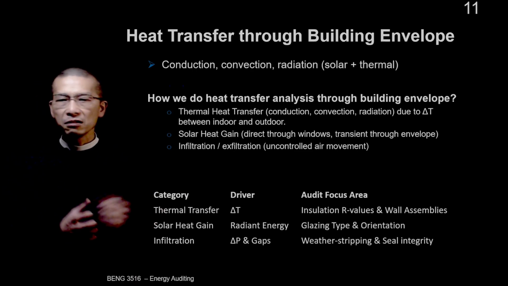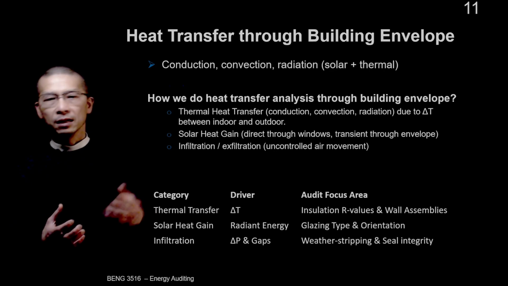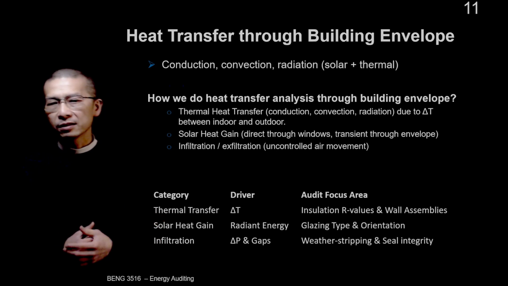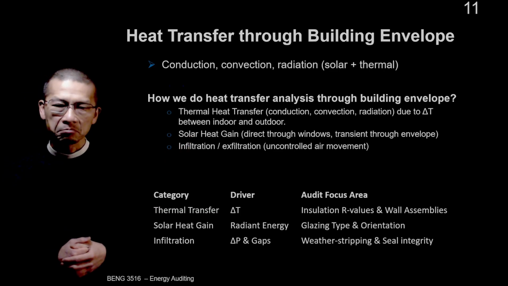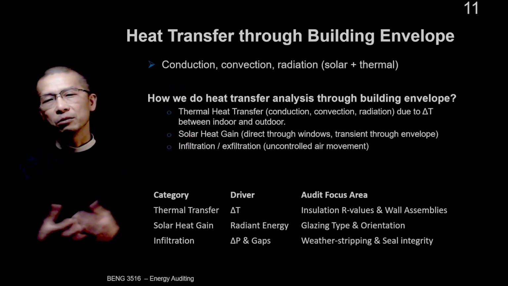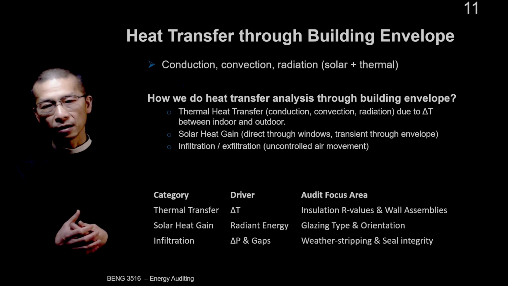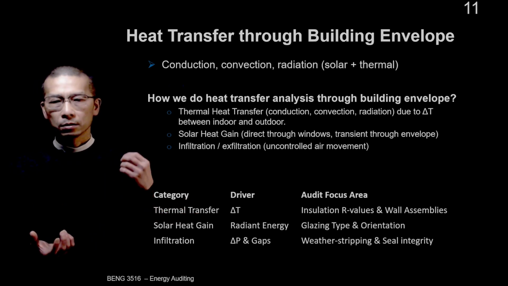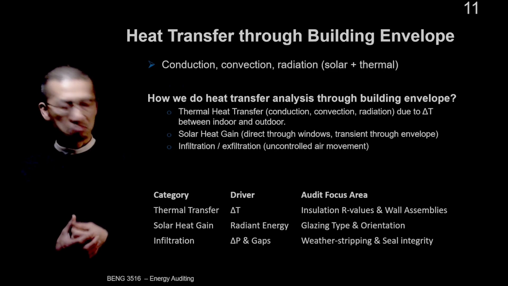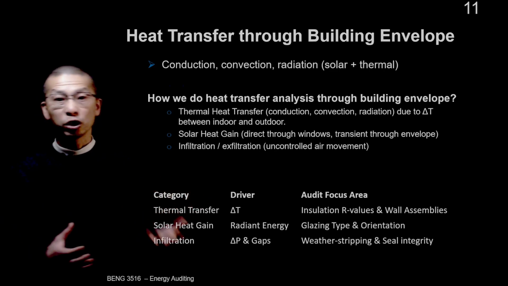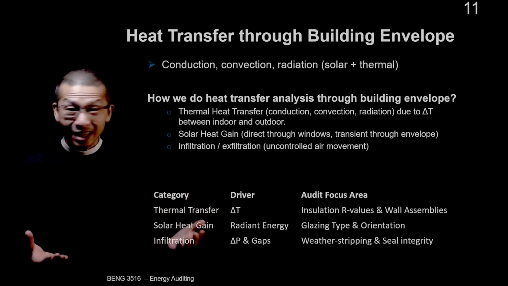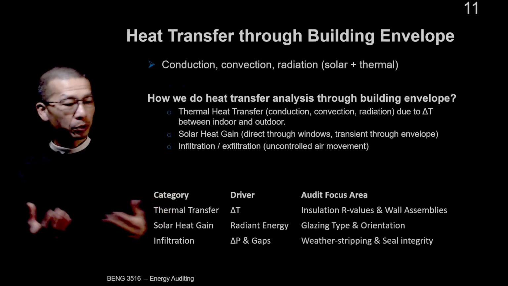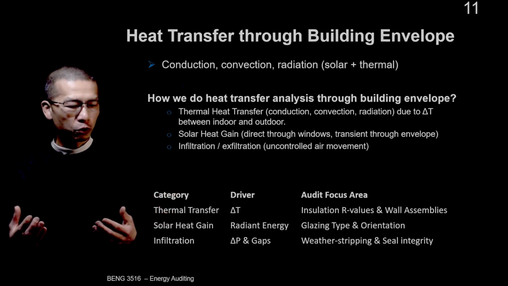So as auditors, we don't just see a wall, we see a theory of thermal calculations. By quantifying these different categories, we can determine if the building's energy problems are due to poor insulation, or high window-to-wall ratios, right, due to solar heat gain, or a leaky building envelope due to infiltration.